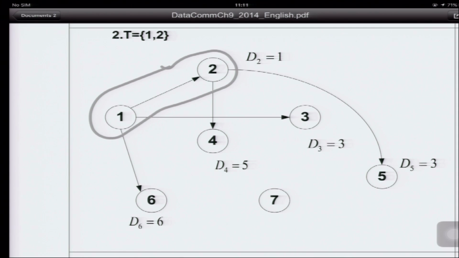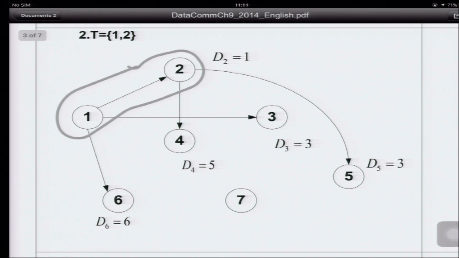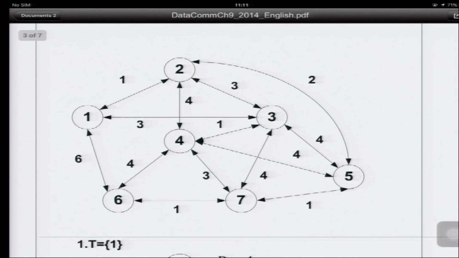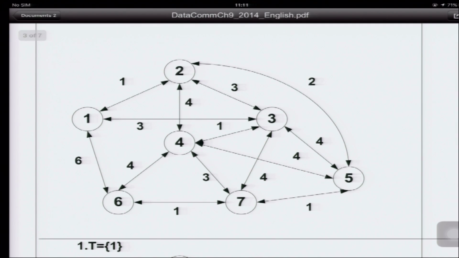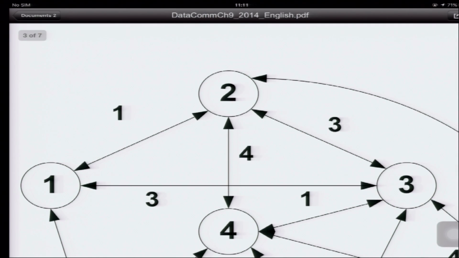d sub 6 and d sub 3 are the same as the last step, because they are still directly connected to node number 1. It doesn't change the path yet. However, you have to check whether if you go from 1 to 3 or 1, 2 to 3, which one is cheaper? 1 to 3 uses 3 units. 1 to 2 and 2 to 3, 1 plus 3, will be 4 units. So this is higher cost. So you still keep the direct path from 1 to 3, which is 3 units.